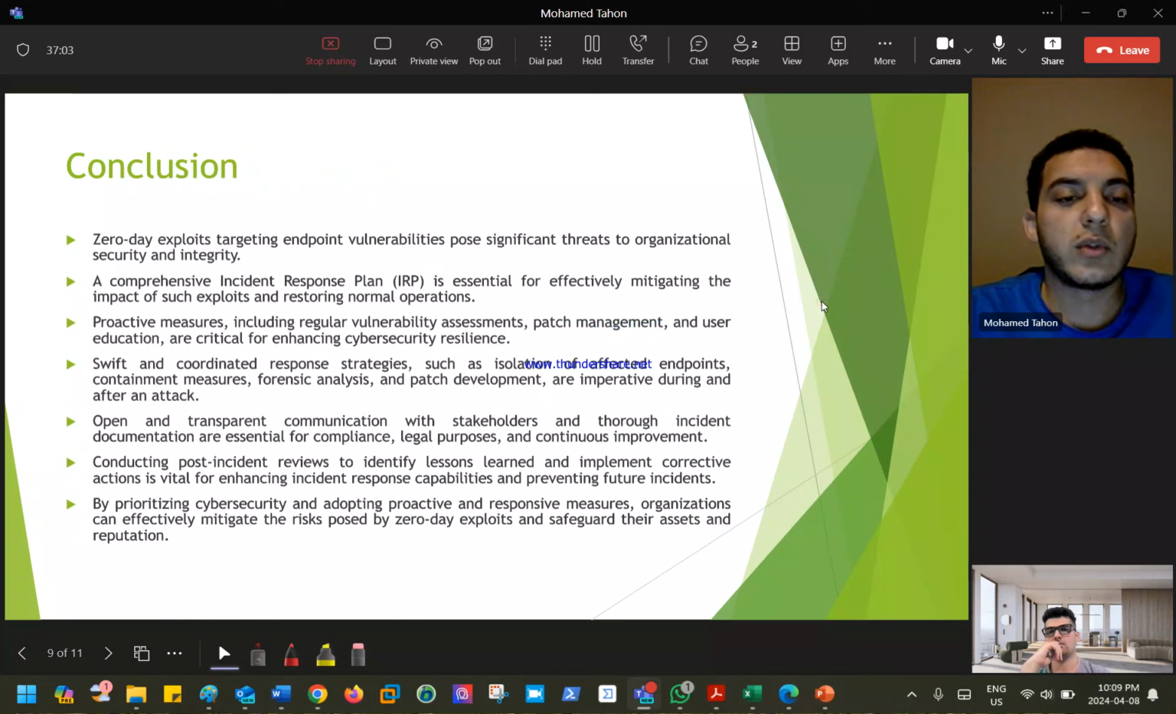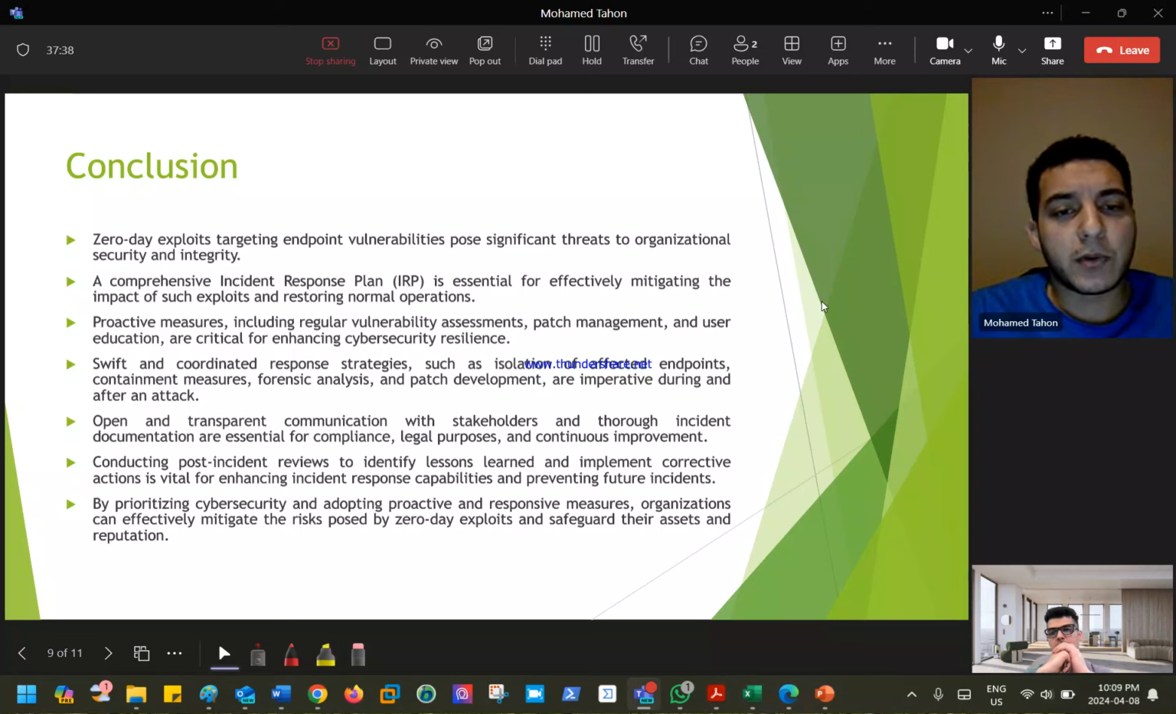Now we're going to move to the conclusion. So in conclusion, we have some points we're going to cover. First one, zero-day exploits and endpoint vulnerability. Begin by emphasizing the severity of the threat posed by zero-day exploits targeting endpoint vulnerabilities. These exploits are particularly dangerous because they take advantage of vulnerabilities that are unknown to security professionals and software vendors, making them difficult to defend against the attackers.